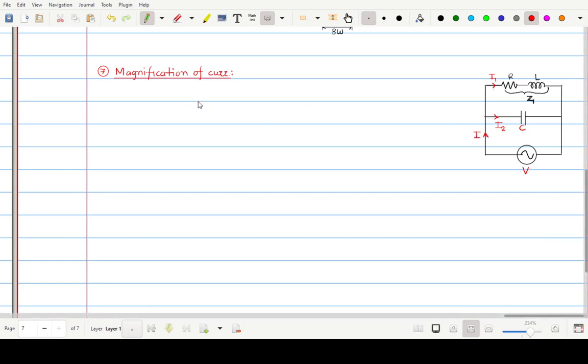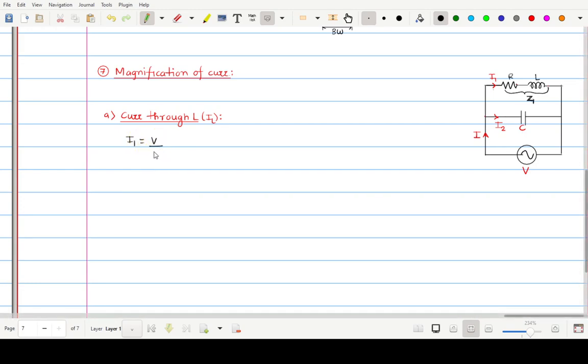So that is known as magnification. So we have to find out what is the amount of magnification. First of all, we will find the current flowing through the inductor, and that current we are calling I1. If you look at this figure, what is IL? IL is nothing but I1. Now from the figure we can write I1 is equal to what?